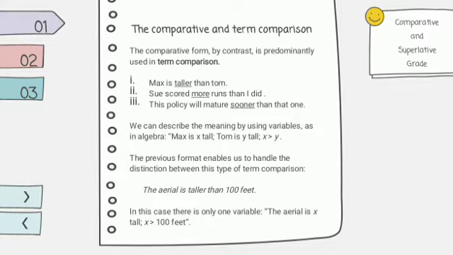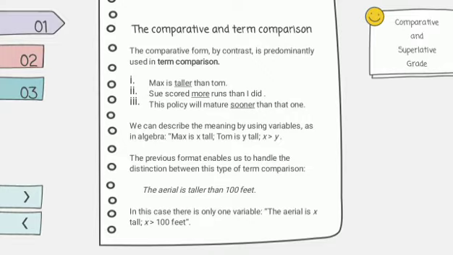Here, the comparison is between the height of the Ariel and a specific height, 100 feet. In this case, there is only one variable. The Ariel is X tall and X exceeds 100 feet.